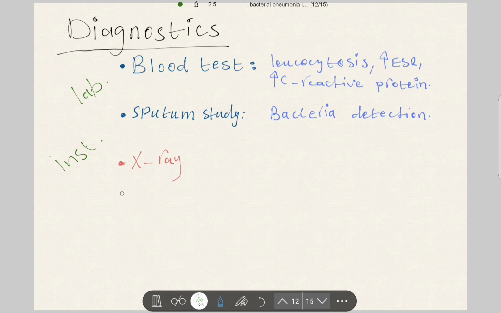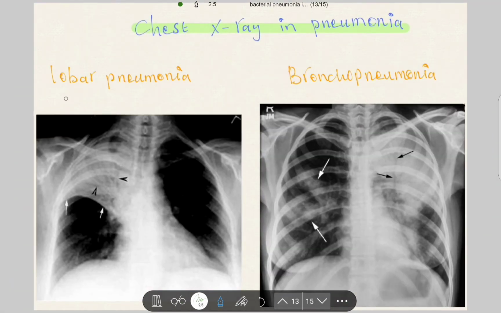And also another important instrumental method to diagnose pneumonia is X-ray. Let me show you in the next slide how X-ray looks in pneumonia. So here is lobar pneumonia and here is the bronchopneumonia. So in lobar pneumonia, only one lobe in one lung gets affected by pneumonia. Here we see the white color on the affected lobe. Make sure to know that the dark color represents air. So here is air, the dark color, and here's also air.